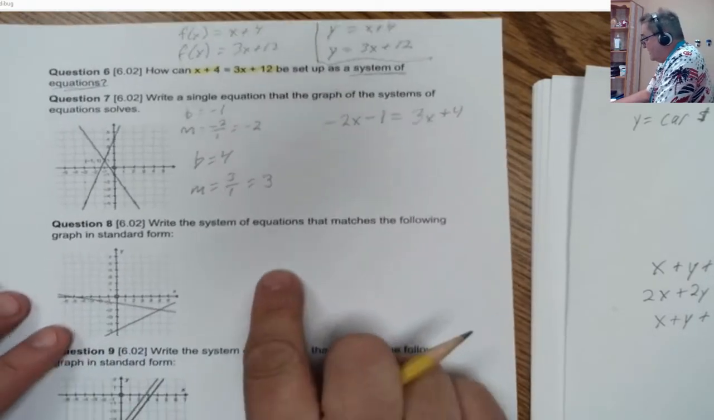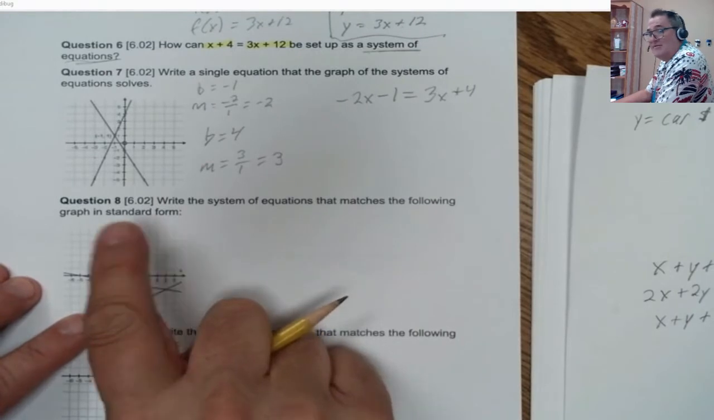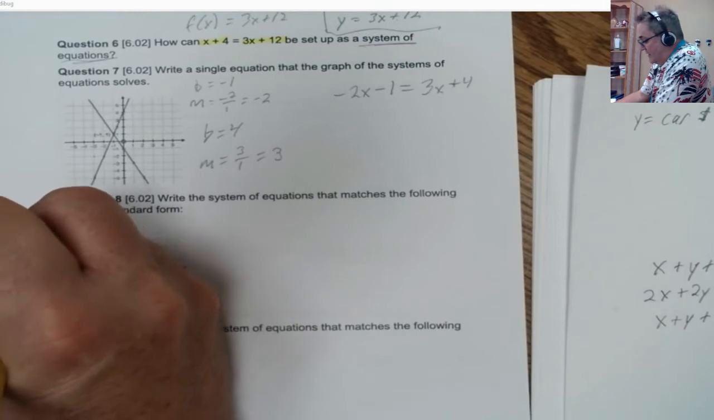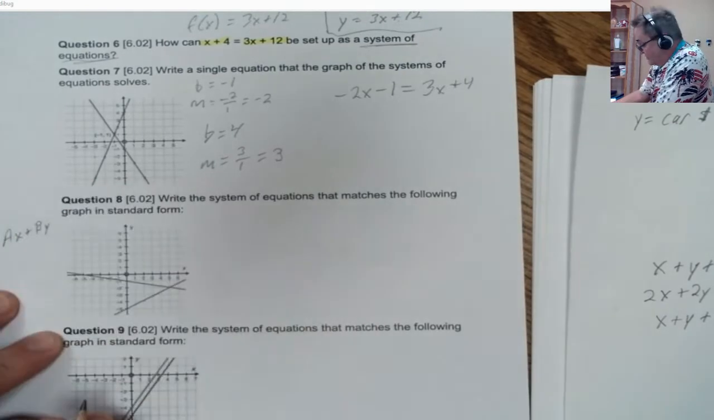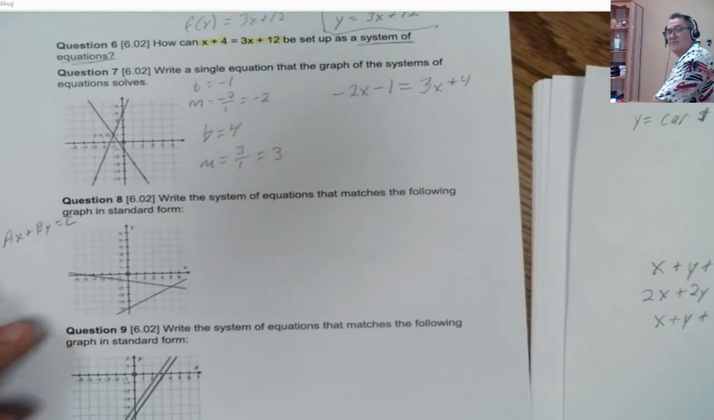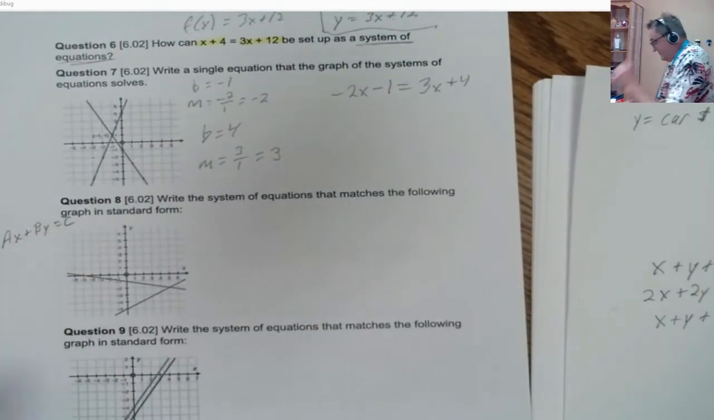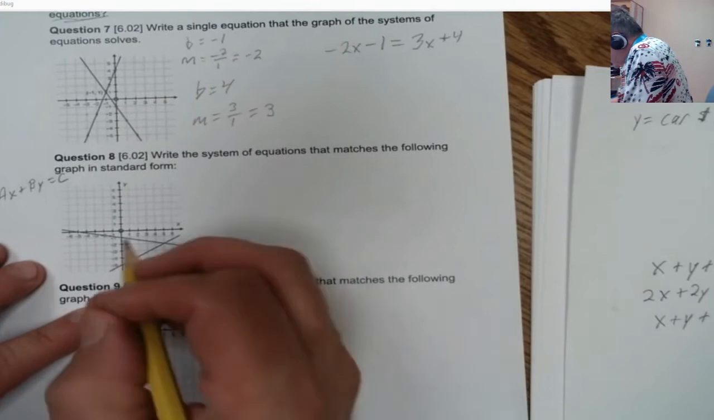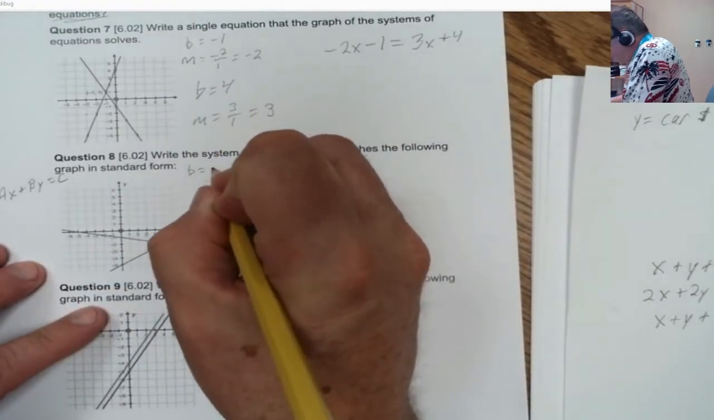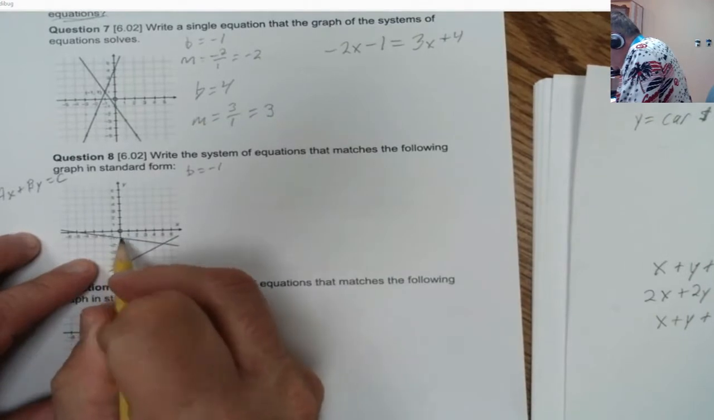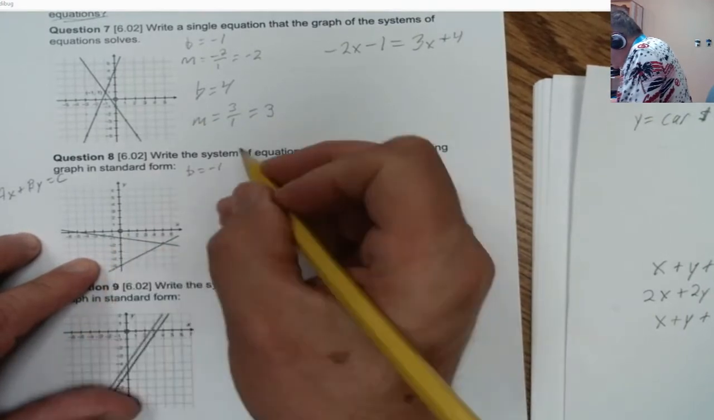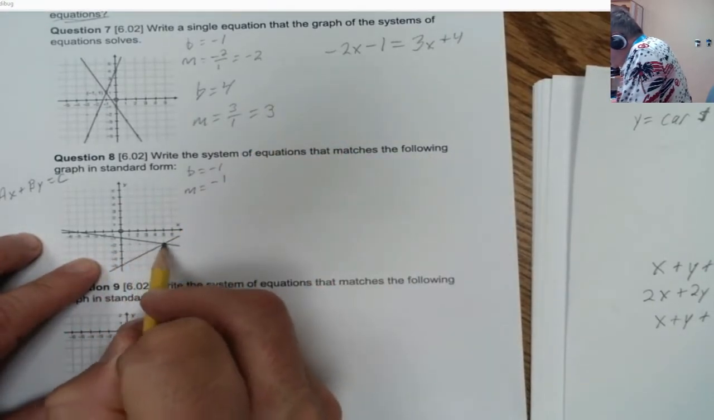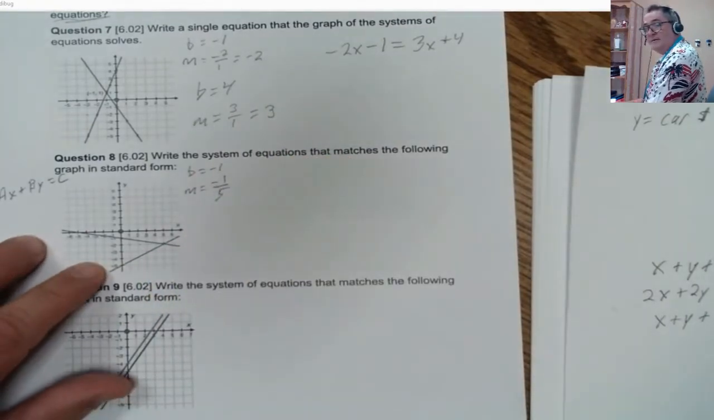Fabulous. All right. Write the system equation that matches the following graph in standard form. All right. Standard form is ax plus by equals c. So you have the x and the y on the same side with the constant on the other side. So first, again, we got to write the equation of the line. So this one has a y-intercept of -1, and the slope goes from there. The next point is there. So -1, and then the run is 1, 2, 3, 4, 5. So this has a slope of -1/5 for this line here.